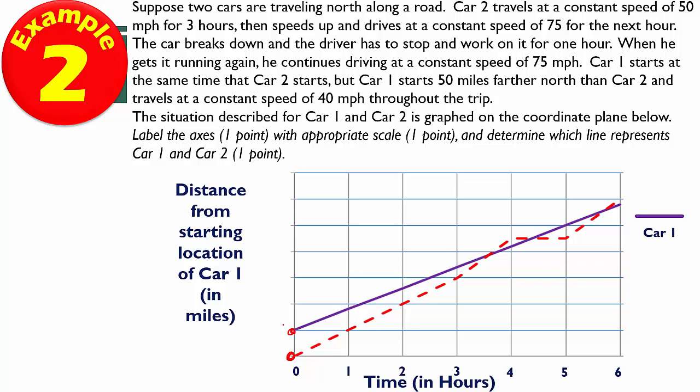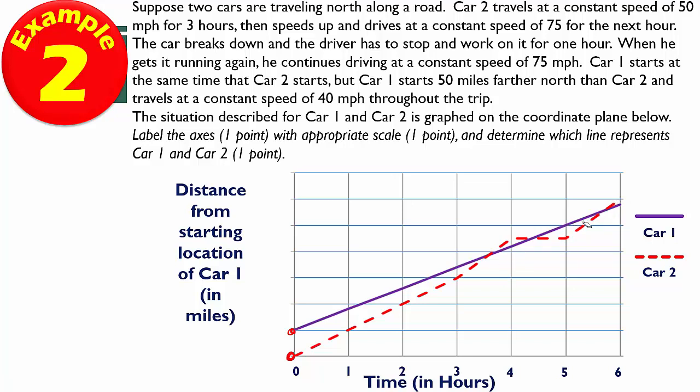I would say that car 1 would be the solid purple line because it maintained a constant speed throughout. Notice that its rate of change is the same all the way. Whereas car 2, if you go back, drove the same for 3 hours, which is right here. And then it sped up. So notice the rate of change from here to here is like that, and then from here to here increases. Then it breaks down, so its rate of change is 0, meaning the car is not going anywhere. And then it continues this same rate of change, and you can see that these two are the same. So we've got our 2 cars labeled.